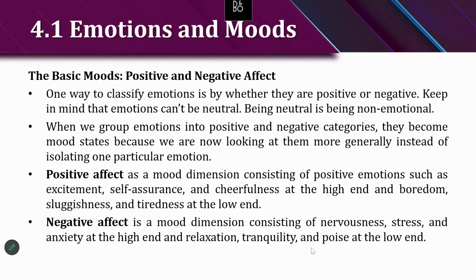It is a mood dimension which consists of nervousness, stress, and anxiety at the high end. Again, intense negative emotions would be at the high end, like nervousness. If you are nervous, you will be very tense, you will be biting your nails, and that kind of expression you will show to others. And stress and anxiety are some of the high-end emotions. And relaxation, tranquility, and poise may be at the low end because they are less intense. However, positive affect and negative affect are mood dimensions. They are not the categories of emotion, they are the categories of mood. But those mood categories may include different types of emotions.